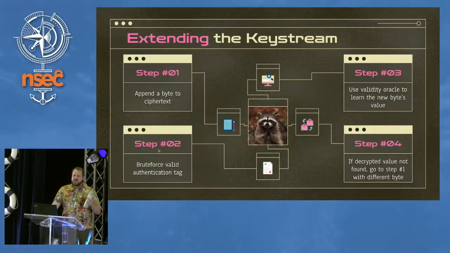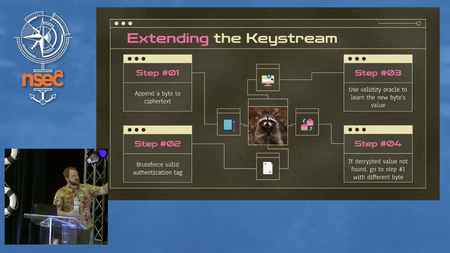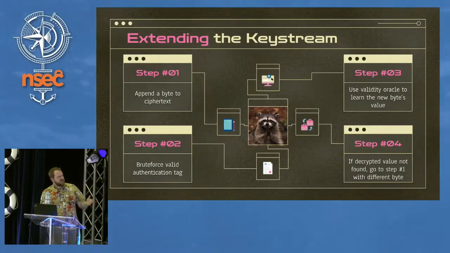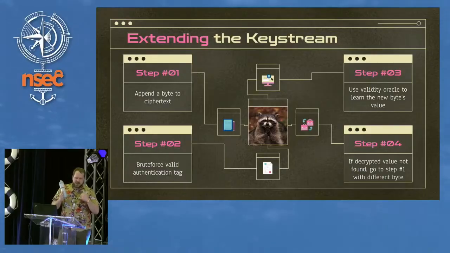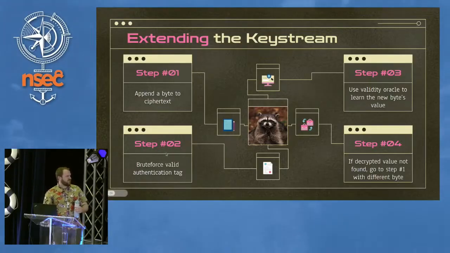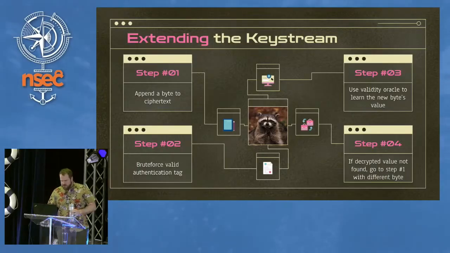Now, if you have a short ciphertext, remember the substrings, in those cases you'd not be able to extend the ciphertext. But in the case where you don't have enough ciphertext known to encrypt what you want, you would need to add a new byte and decrypt that one and learn that value to be able to flip it. So you append a byte to the ciphertext. You brute force, again, a valid authentication tag for that value. And then you use the validity error code, you decrypt, and then you've learned one byte more on your ciphertext. So you have one more byte to XOR with whatever you want.